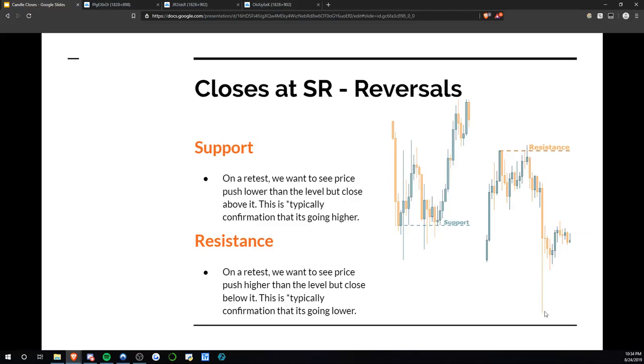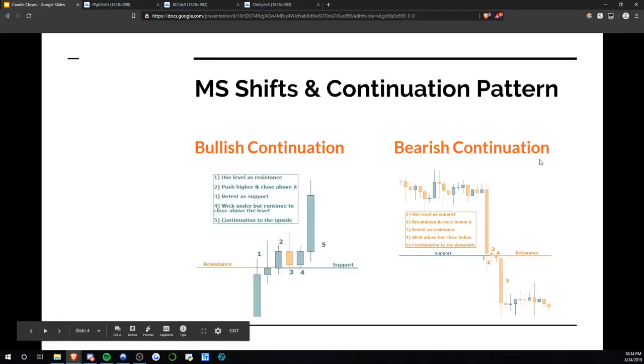So hope that makes sense on these reversals. Obviously, what I mean by a reversal is price comes into this level, stops, and reverses to the opposite direction. Should be pretty clear on that.